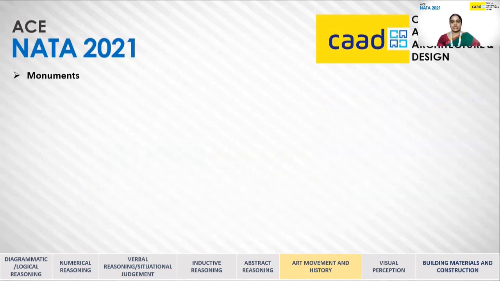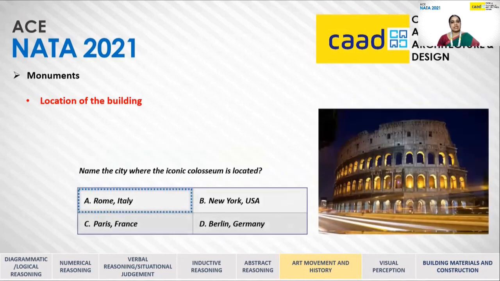Next, location of the building. You have to identify the place where the monument is located. Name the city where the iconic Colosseum is located. Rome is the answer.